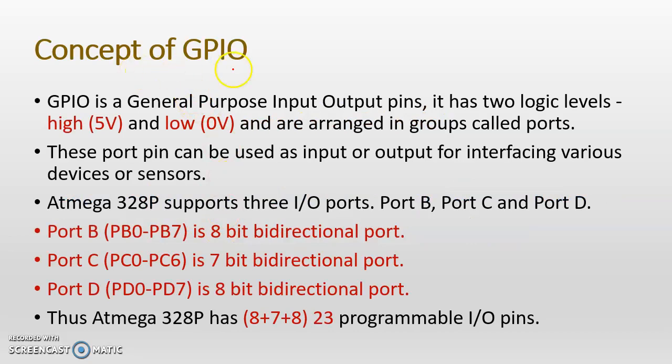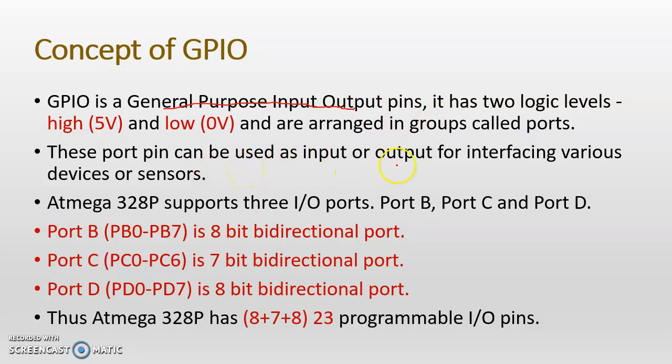So the concept of GPIO. GPIO means general purpose input output pin. It has two logic levels. Logic level high means it will supply 5 volt at that pin, and if the logic level is low, it will supply 0 volt. These are arranged in groups called ports. These are general purpose input output pins where we can connect several devices or interfacing devices.